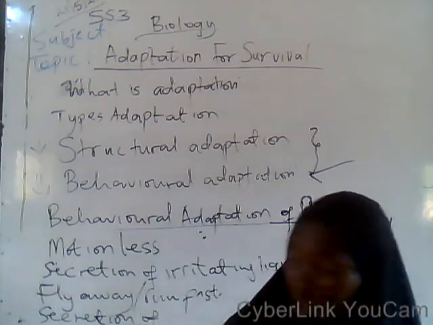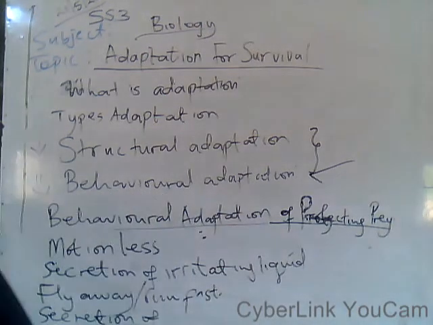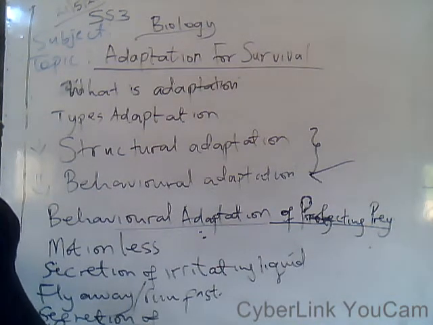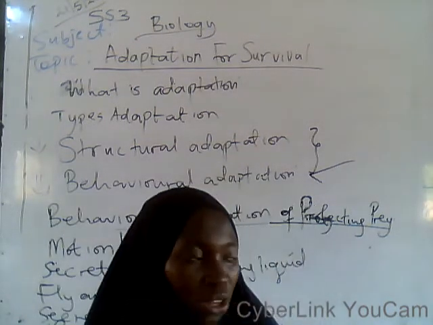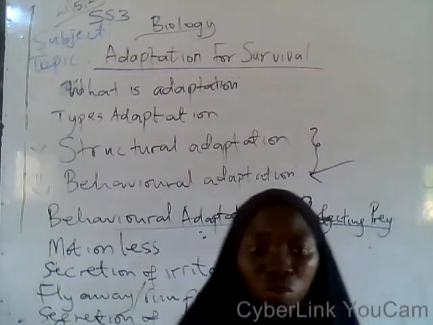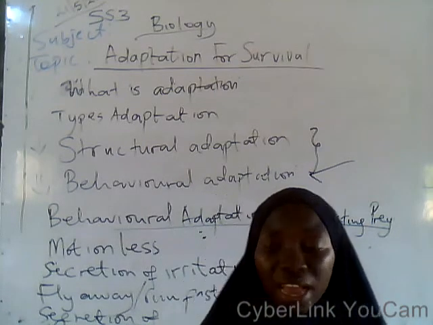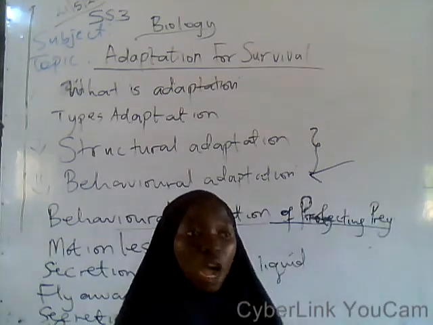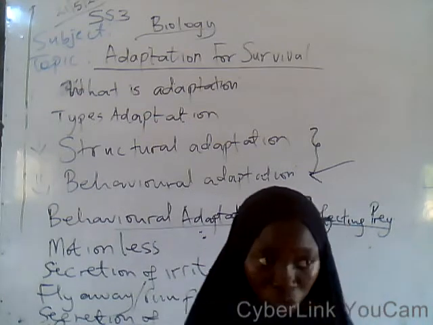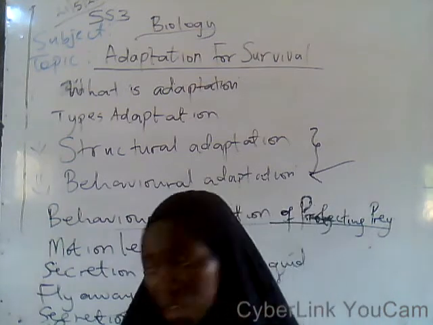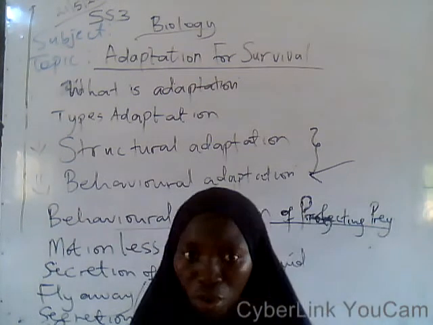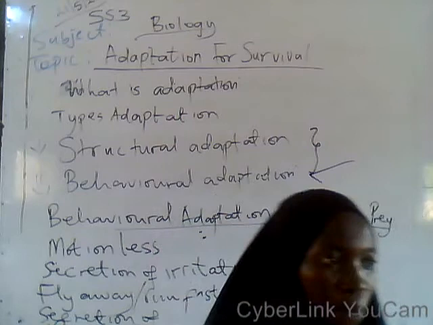Some animals also swell or puff up. A very good example is seen in the toad. By the time an animal wants to swallow the toad, it will puff up so that the animal will not be able to swallow it and will have no option other than to pour it out. This is a behavioral adaptation for defense against predation.